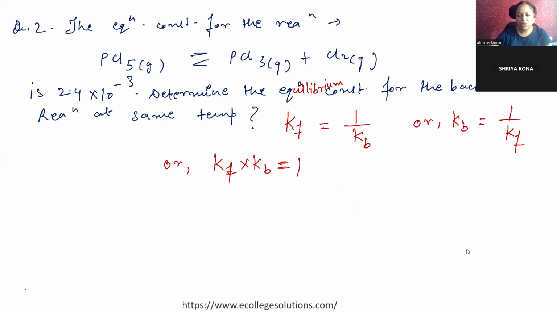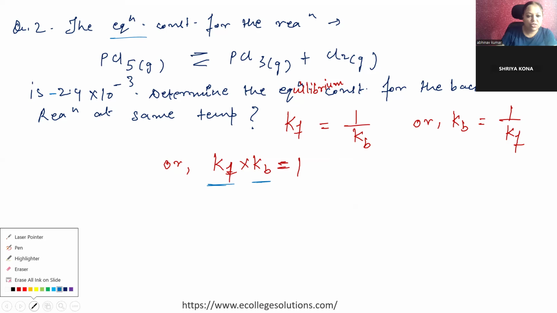And now there's one question for you, which is based on a different concept. I have given you a formula. Just read the question. The equilibrium constant for the reaction PCl5 to PCl3 plus Cl2 is 2.4 times 10 to the negative third. Determine the equilibrium constant for the backward reaction at the same temperature. There's a relation between K forward and K backward, which is equal to one. For the backward reaction, most people give a negative sign before the rate constant, but that is not true. You need to do just one over, and you can find the backward rate constant. Got it?